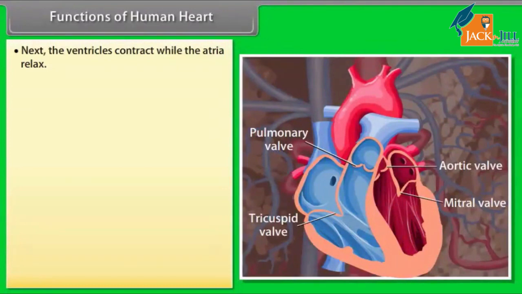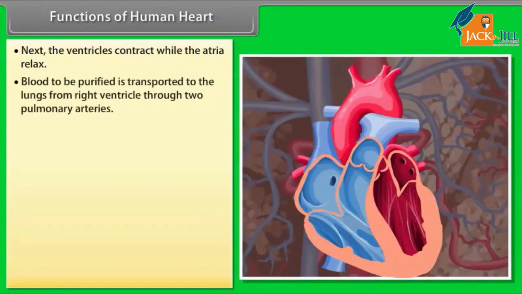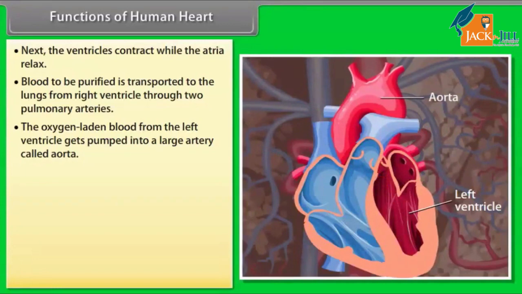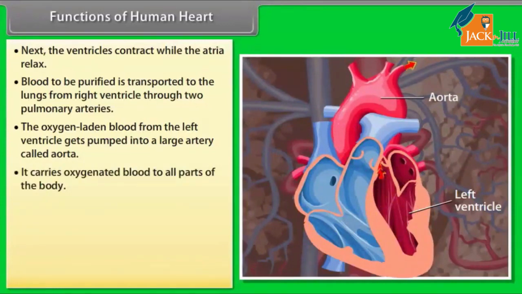Next, the ventricles contract while the atria relax. Blood to be purified is transported to the lungs from the right ventricle through 2 pulmonary arteries. The oxygen-laden blood from the left ventricle gets pumped into a large artery called aorta. It carries oxygenated blood to all parts of the body.